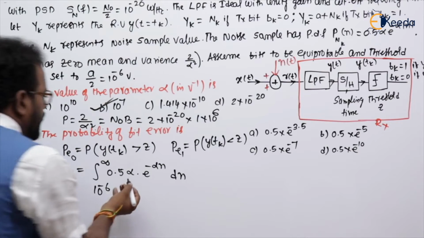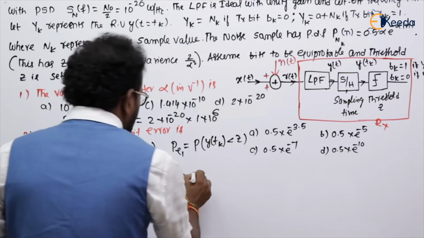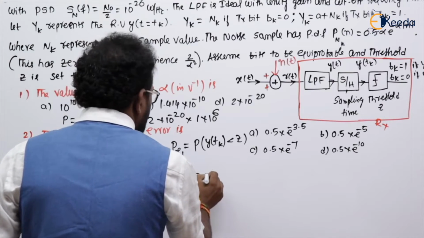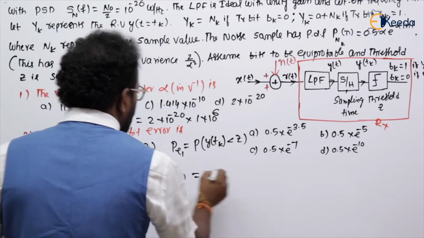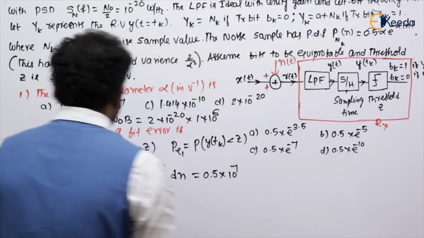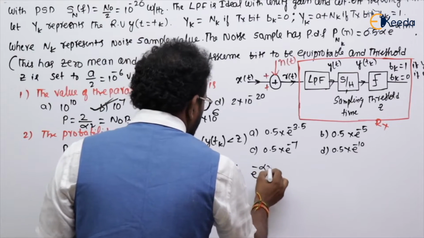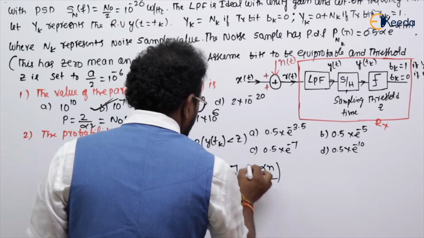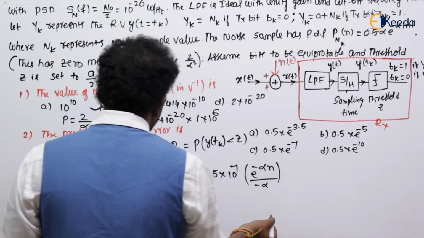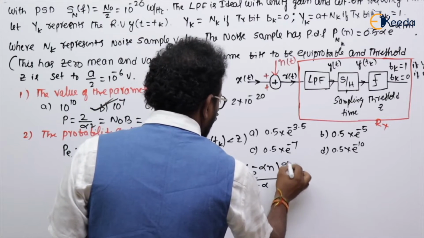Now, what is the alpha value? You can substitute. So I can say 0.5 into alpha, and just now we got alpha as 10 power 7. The integration of e power minus alpha n will be the same but divided by minus alpha. Are you getting my point? The limits are from 10 power minus 6 to infinity.